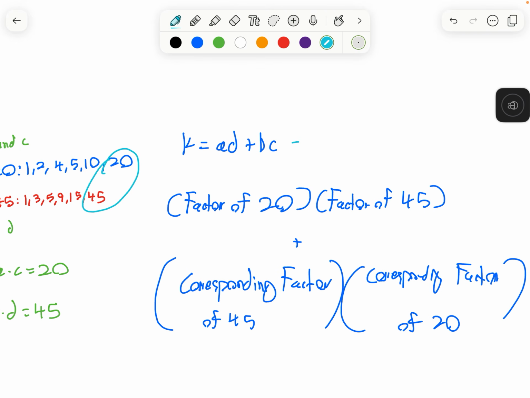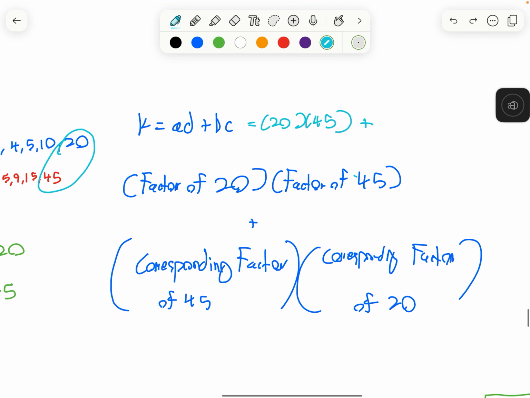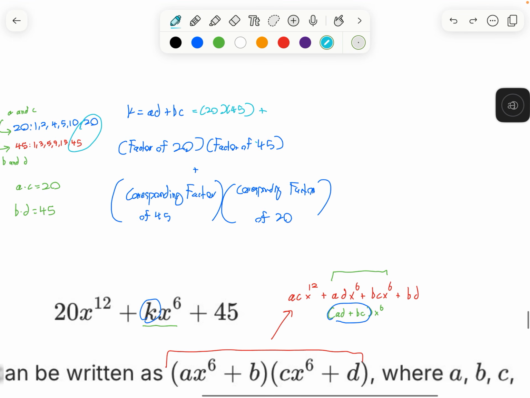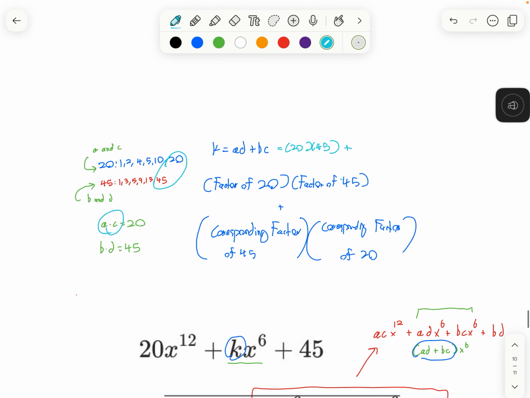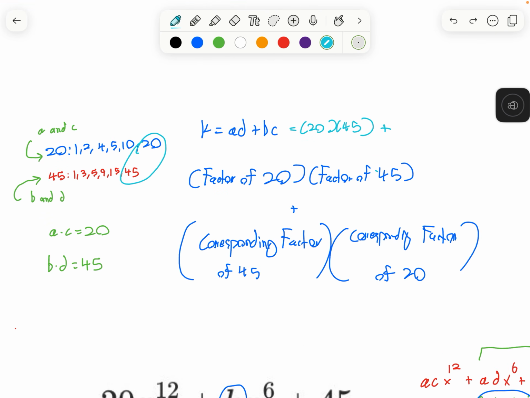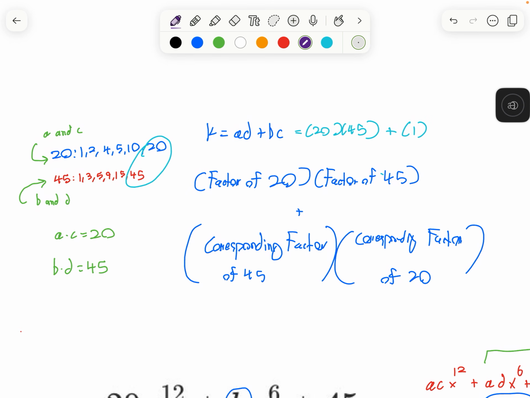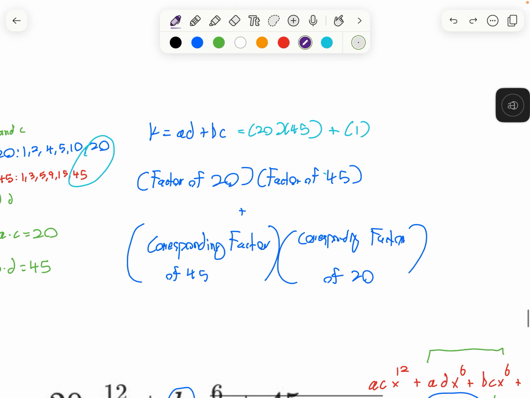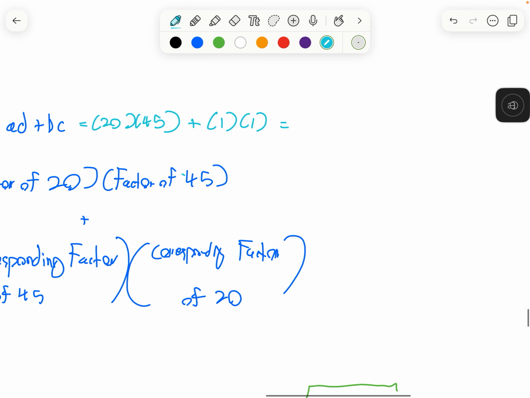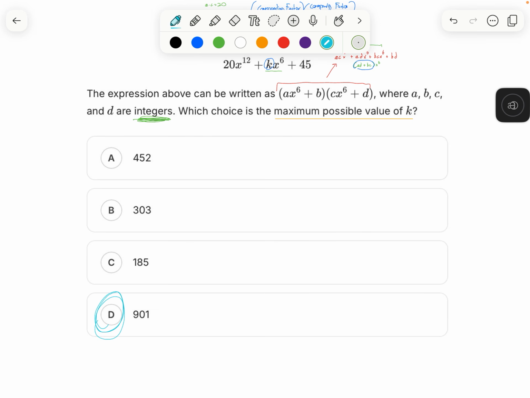So we have 20 times 45, plus, this is where the corresponding part comes in. Well, we know that A times C has to be 20, A times C equals 20. Well, if A is 20, then that means C has to be 1. Likewise, if D is 45, well, we know B times D is 45, so therefore B also has to be 1. And you'll notice that this is 900 plus 1, which gives us 901. That's our maximum possible value, so therefore, indeed, answer choice D is actually the correct answer here.